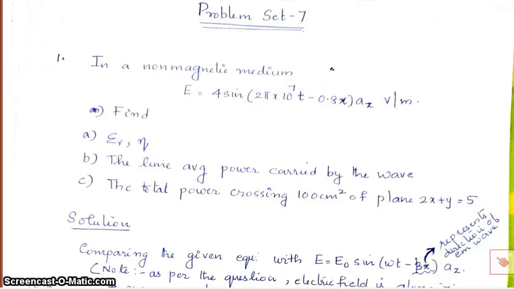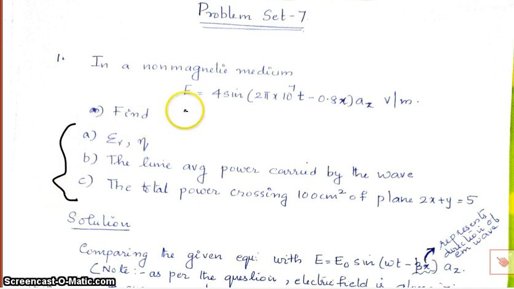So, good morning all. Today we will see the solution of our seventh problem set. The first question is, in a non-magnetic medium, E equals 4 sine (2 pi into 10 raised to 8 t minus 0.8x) A_z volt per meter. Then you have to find A, B and C.